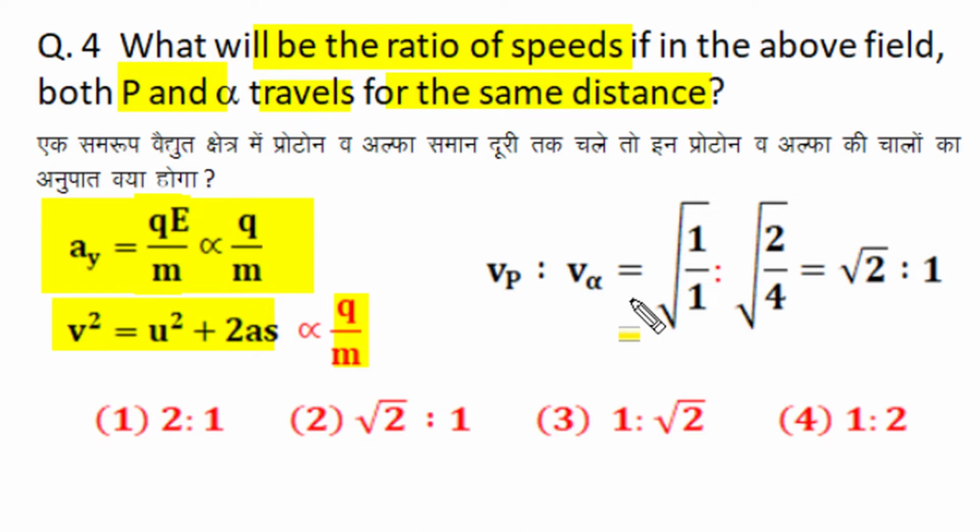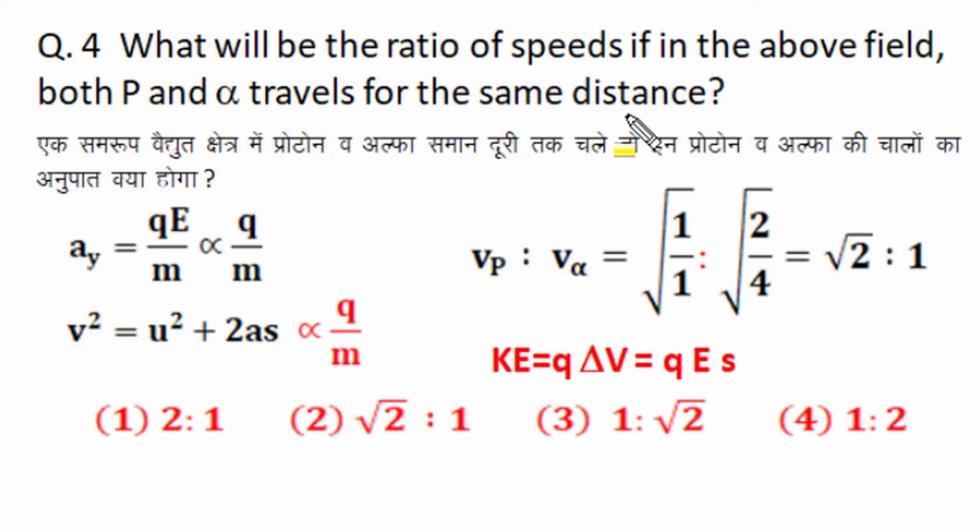So velocity is a ratio of root of charge to mass ratio. For proton it is 1 unit charge, 1 unit mass, and for alpha it is 2 protonic charge and 2 proton and 2 neutron, 4 unit mass. And if we make this ratio calculation, it is 1:1 by root 2 or root 2:1. So option second is the right choice.